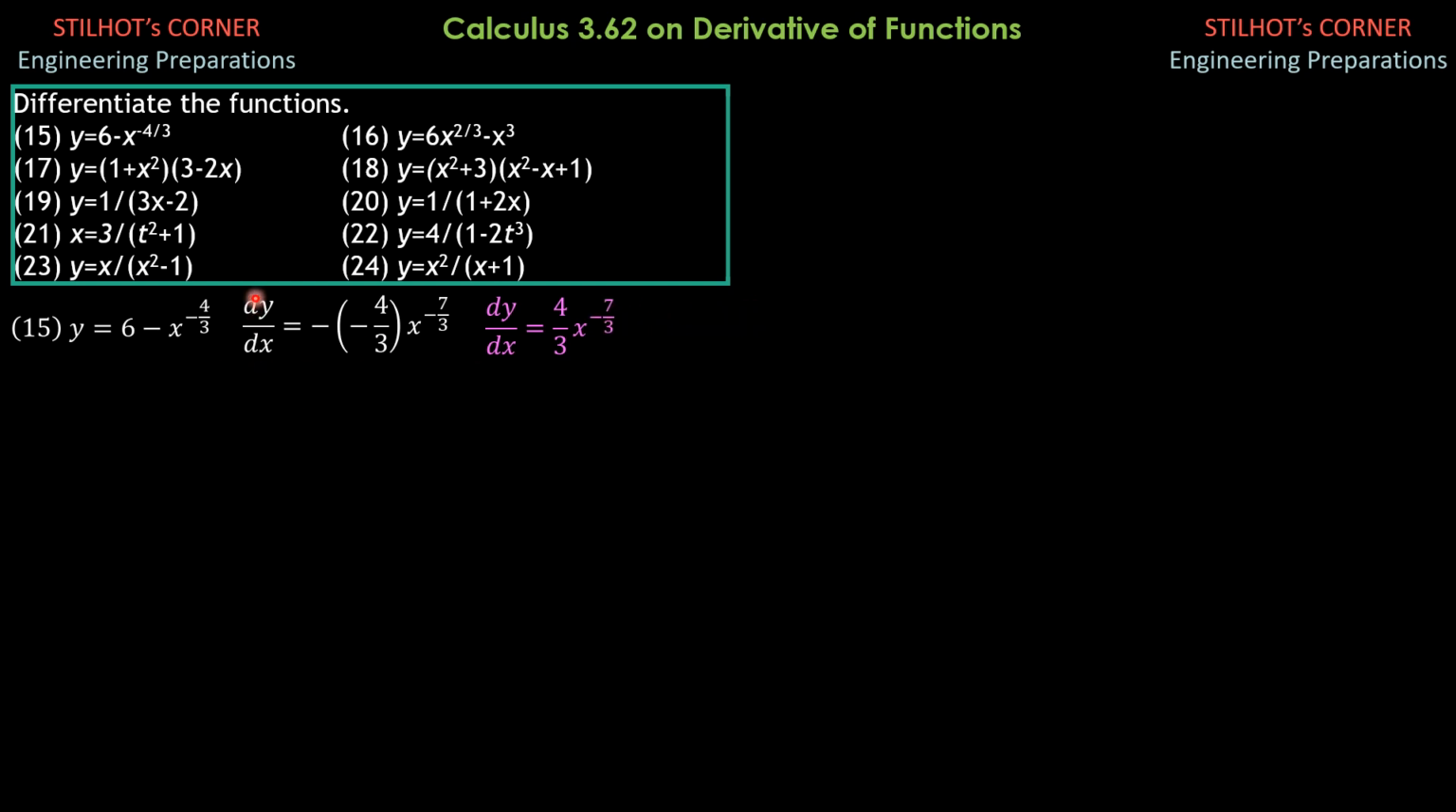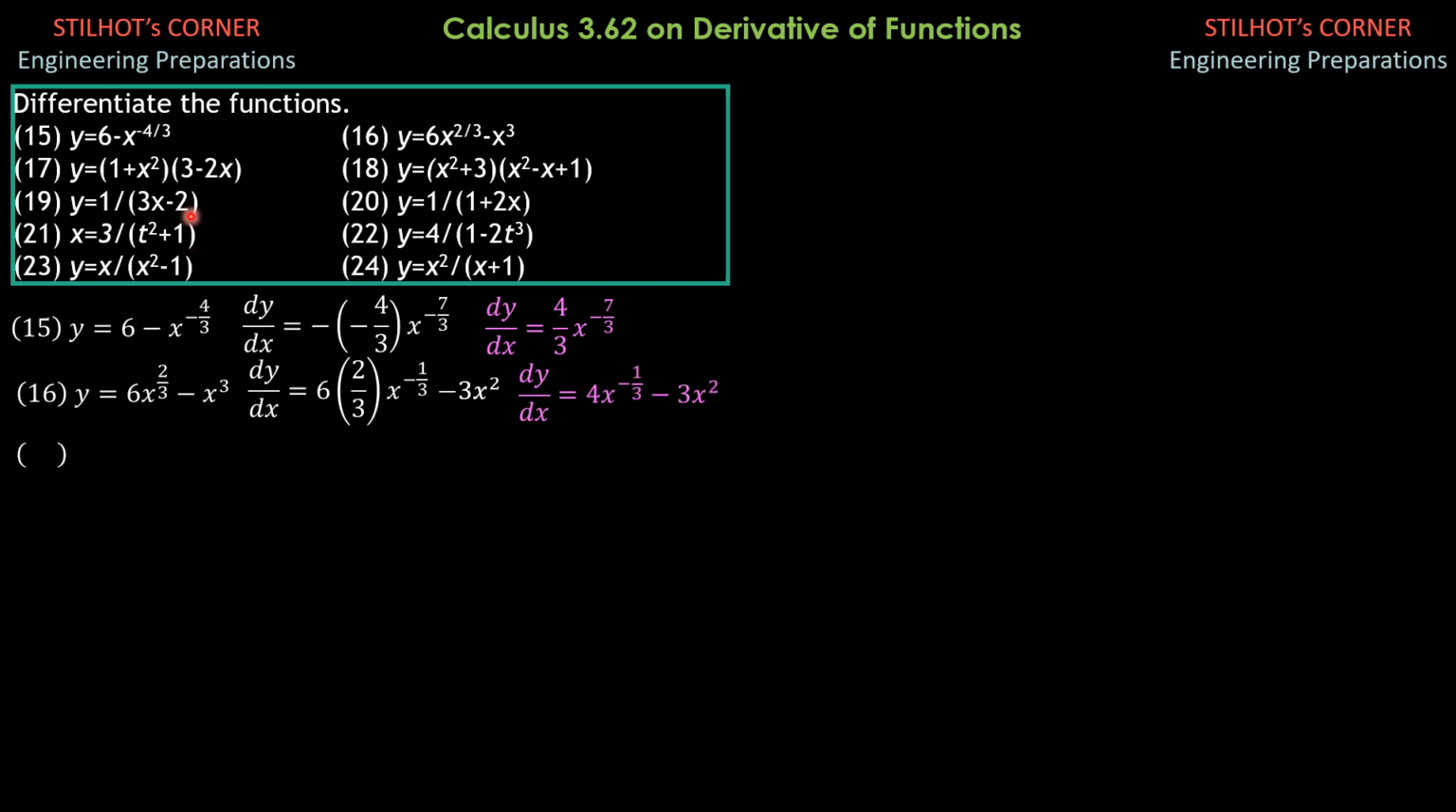So by power formula. Number 16, it's also by power formula. So dy dx is equal to 6 times 2 thirds x to the negative 1 third, where negative 1 third is 2 thirds minus 1 by power formula. Then minus 3x squared. Derivative of negative x cubed is negative 3x squared. Simplifying, dy dx is 4x to the negative 1 third minus 3x squared, because 6 times 2 thirds is 4. So dy dx is 4x to the negative 1 third minus 3x squared.